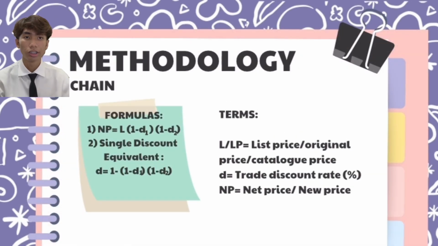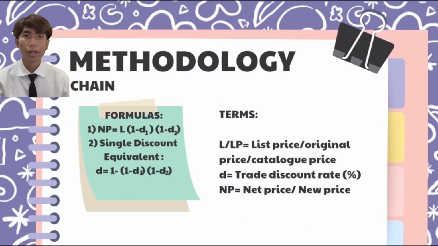For the chain trade discount, NP equals L(1 minus D1)(1 minus D2). Single trade equivalent rate D equals 1 minus (1 minus D1)(1 minus D2).